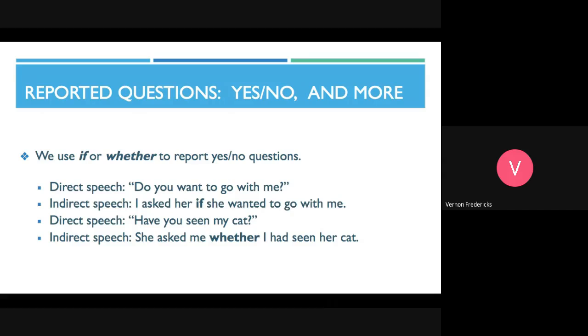Direct speech: Have you seen my cat? Indirect speech: She asked me whether I had seen her cat, or she asked me if I had seen her cat. So when we have yes or no questions, we can change the direct question into the indirect question. We have to use if or whether in the indirect speech.